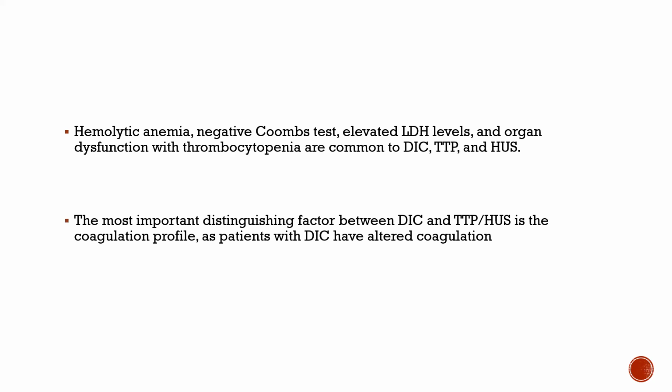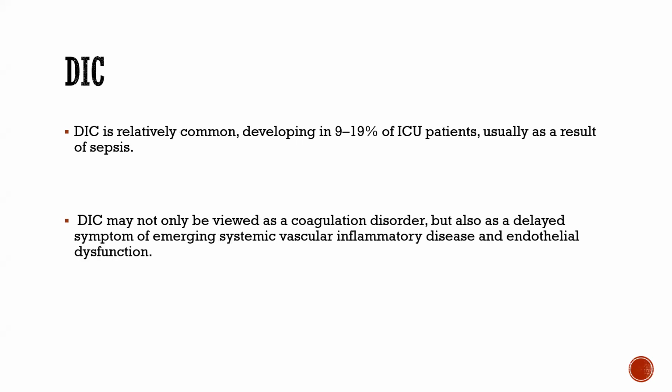Now, hemolytic anemia, negative Coombs test, elevated LDH level, and organ dysfunction with thrombocytopenia are common to DIC, TTP, and HUS. But the most important distinguishing factor between DIC, TTP, and HUS is the coagulation factors, because patients with DIC have altered coagulation. Now, what is DIC? DIC is relatively uncommon, developing in 9% to 19% of ICU patients, usually as a result of sepsis. And DIC may not be viewed as a coagulation disorder, but as a delayed symptom of emerging systemic vascular inflammatory disease and endothelial dysfunction.